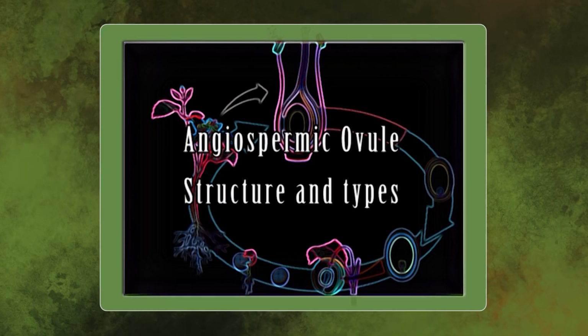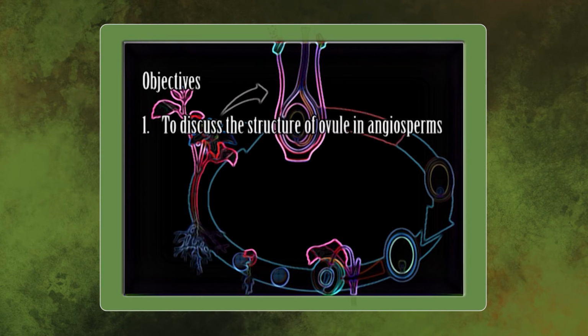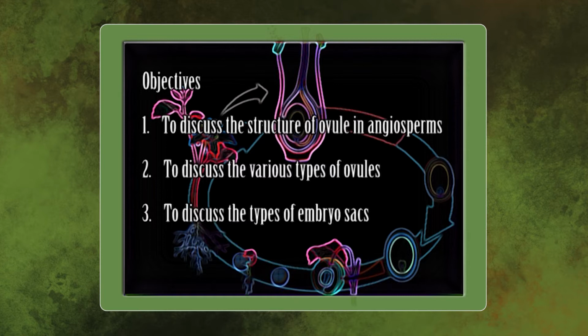Today our topic is angiospermic ovule, its structure and types. First we will try to understand the detailed structure of an ovule, then we will discuss its different types, and lastly we will try to understand development of different types of embryo sacs.